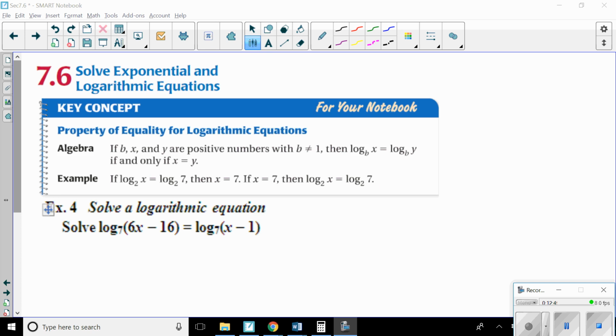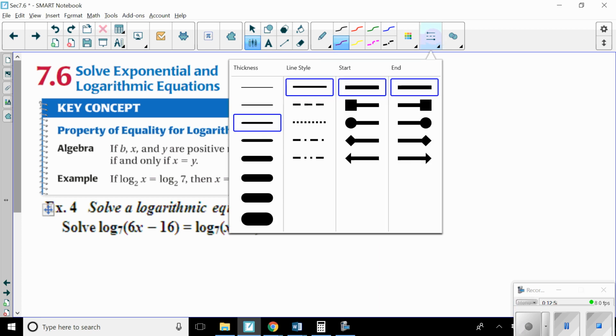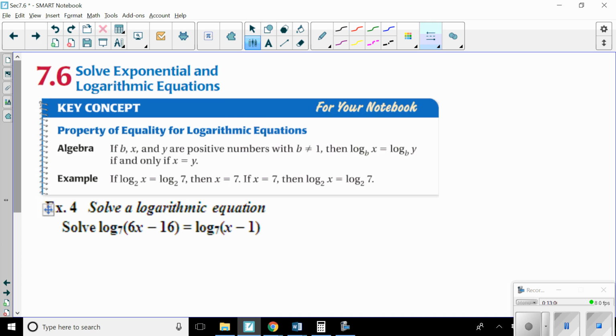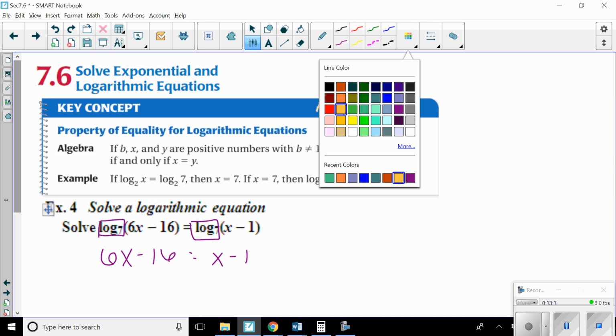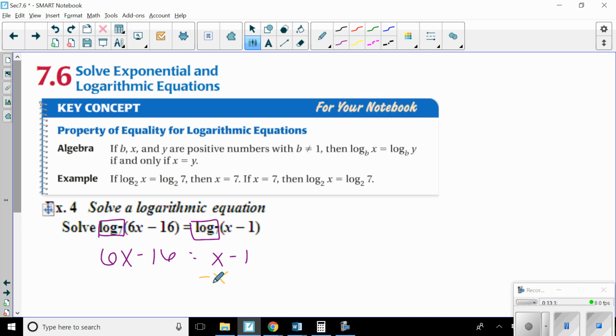So let's look at this first example. We're going to solve log base 7 of 6x minus 16, and that's equal to log base 7 of x minus 1. Well, you should notice that both sides have log base 7 of something. So 6x minus 16 is equal to x minus 1. And then we're just going to solve for x.